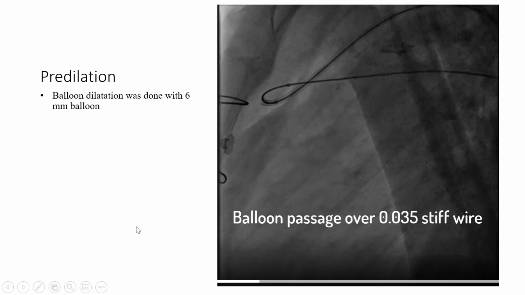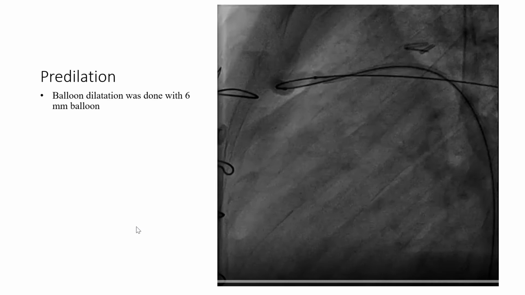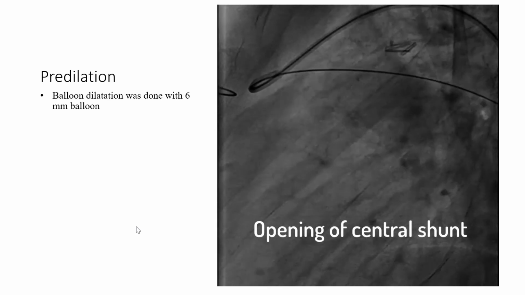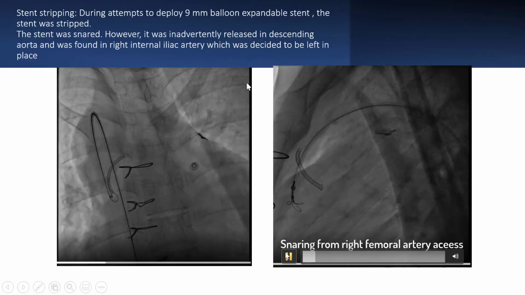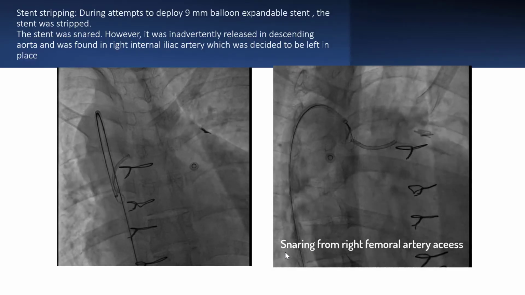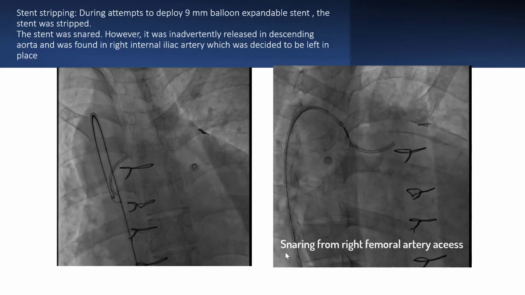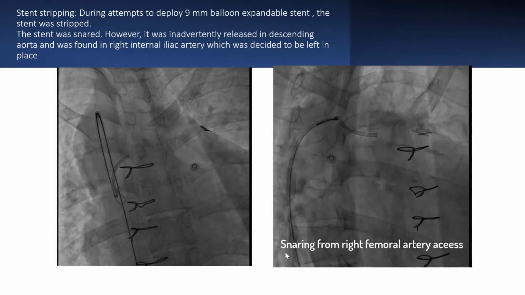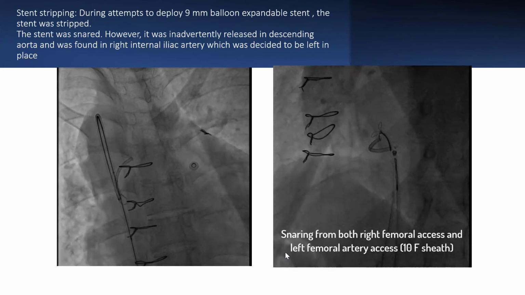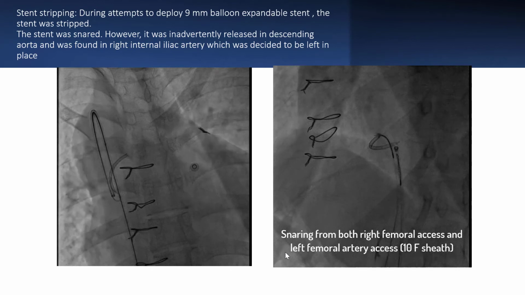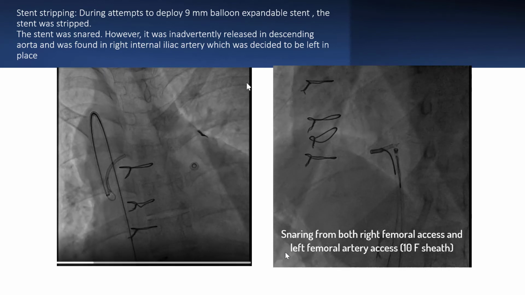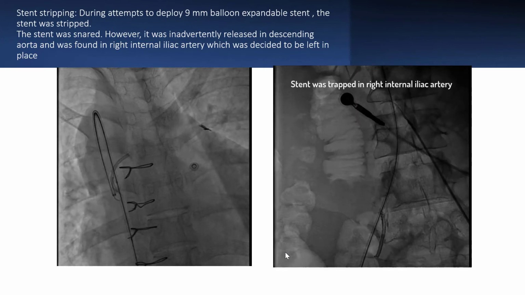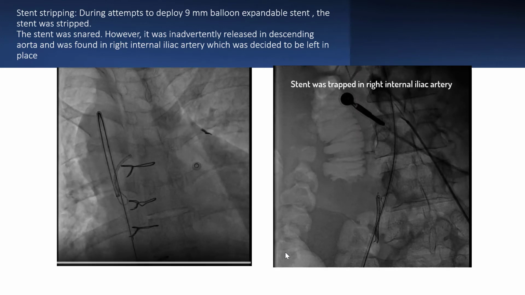Balloon passage was done over the 0.035 stiff wire. Balloon predilation was done with a 6 mm balloon. You can see opening of central shunt after ballooning. During attempts to deploy a 9 mm balloon expandable stent, the stent was stripped when trying to deploy it. The stent was snared. However, it was inadvertently released in descending aorta and was found in the right internal iliac artery, which was decided to be left in place.